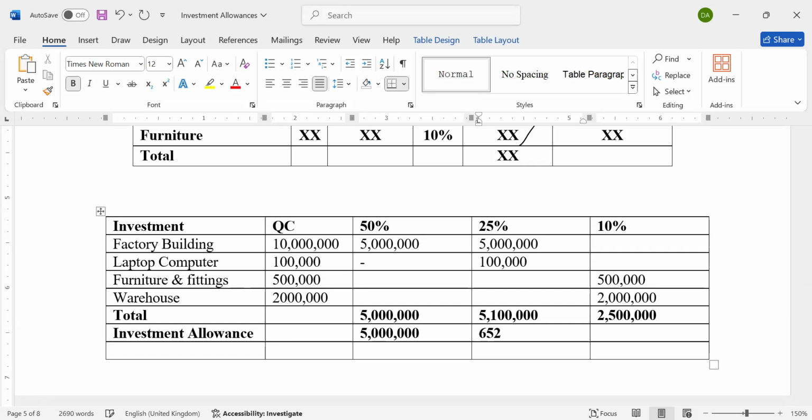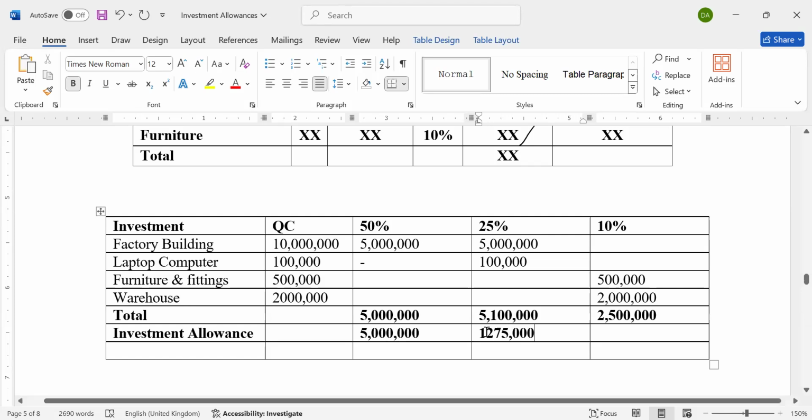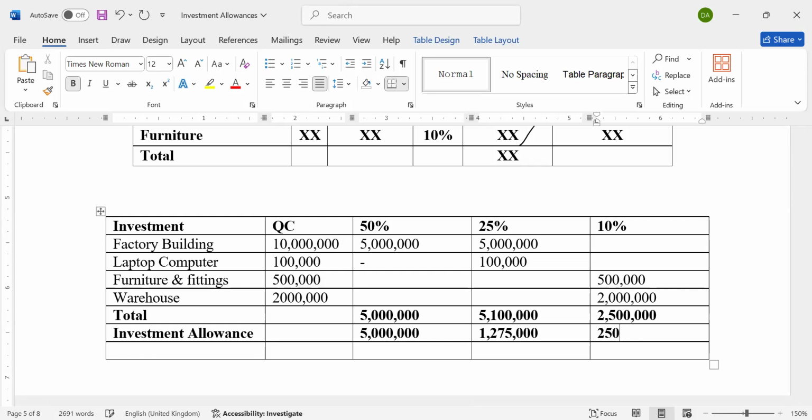625,000. No, sorry. 475,000. 1,275,000. So that is the investment allowance. And when we come to this other one here, investment allowance is 250,000, meaning 10%.